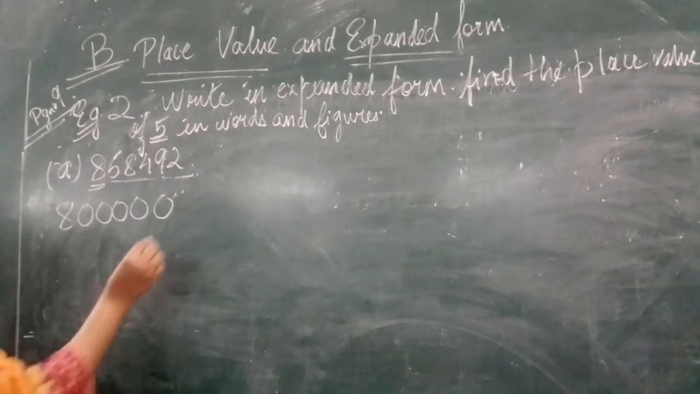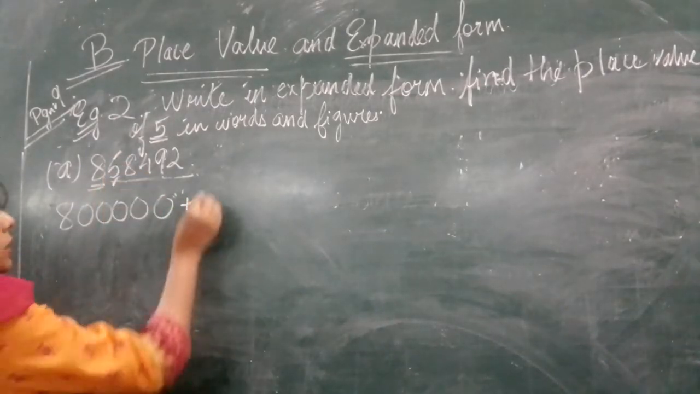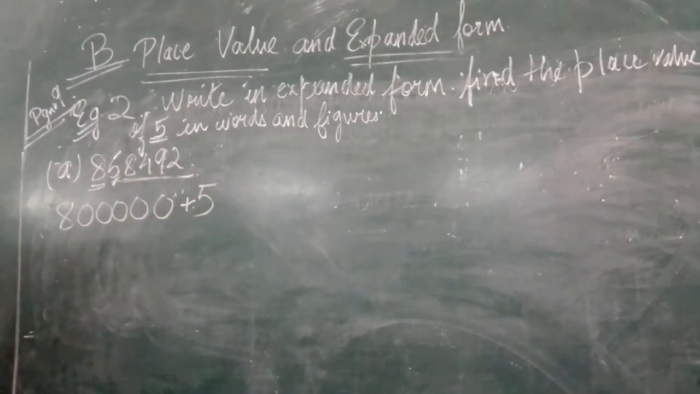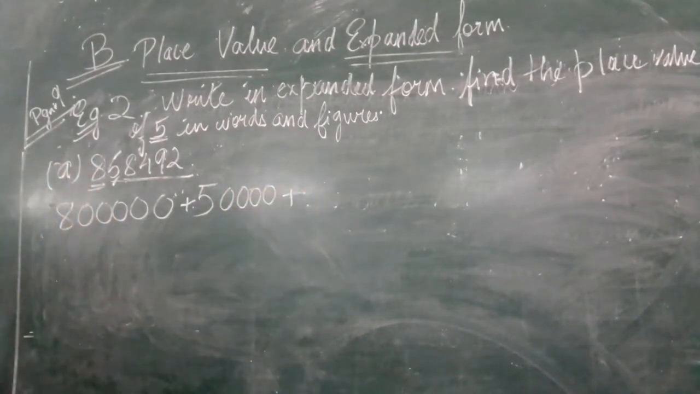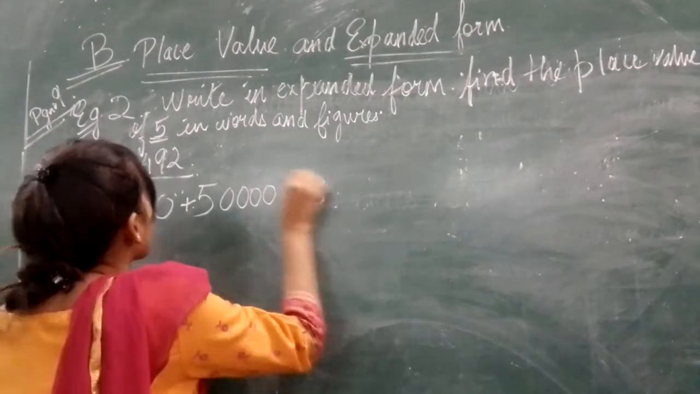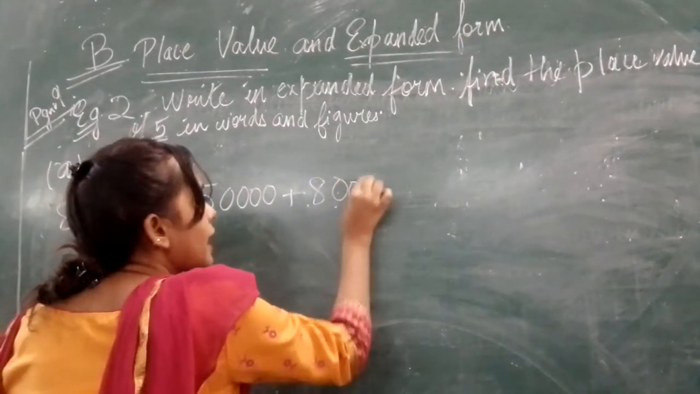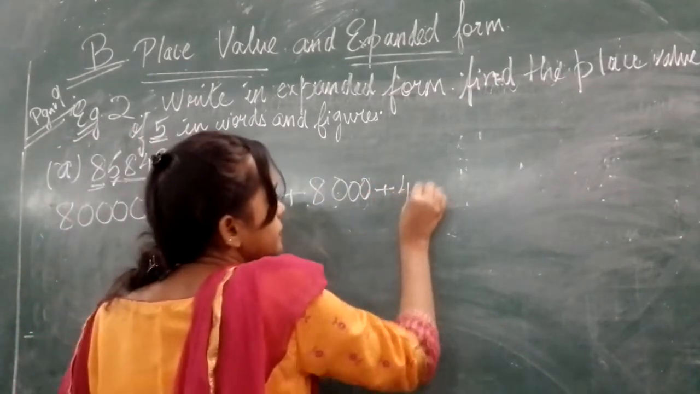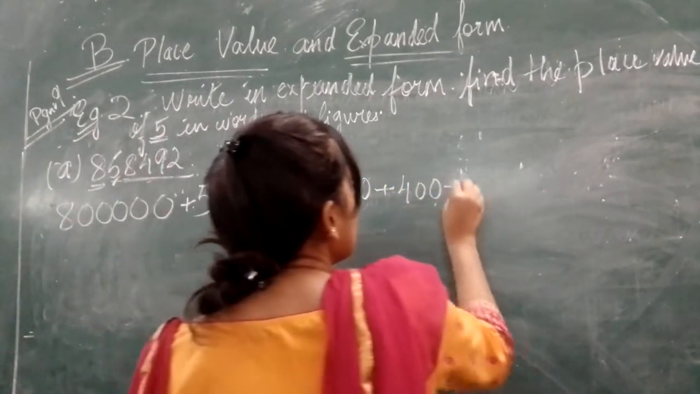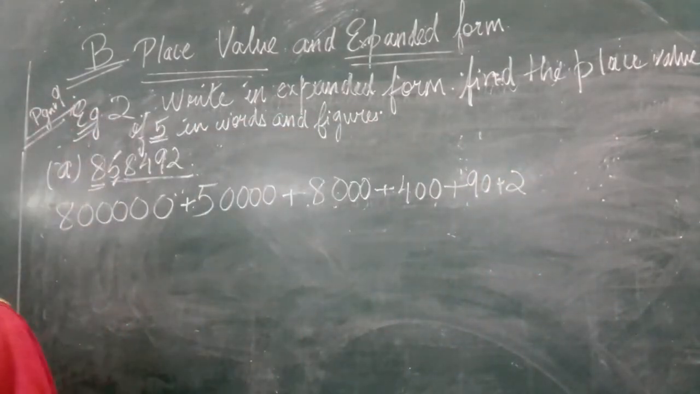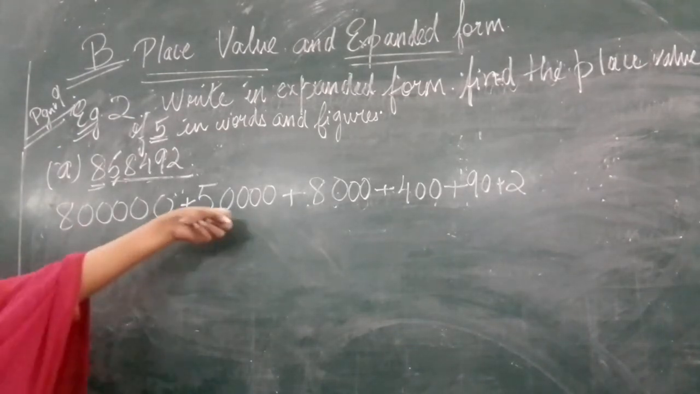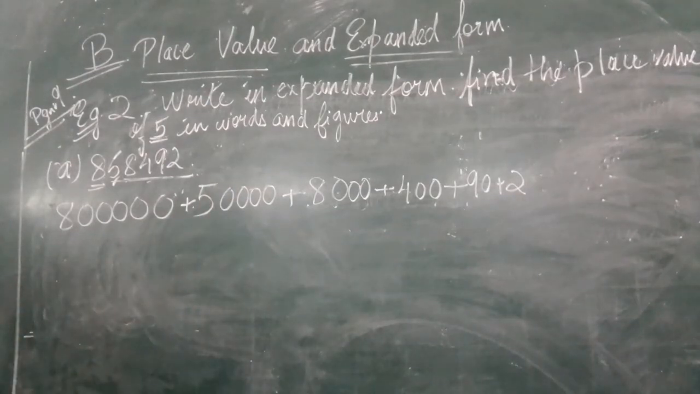Yes. Then again you will jump to the next digit, that is 5. And how many digits are remaining? 4. You will put 4 zeros. Then again 8. Again as many digits, as many zeros. And units, there are no digits, so put no zeros. Can you see? This is how you will write the expanded form.